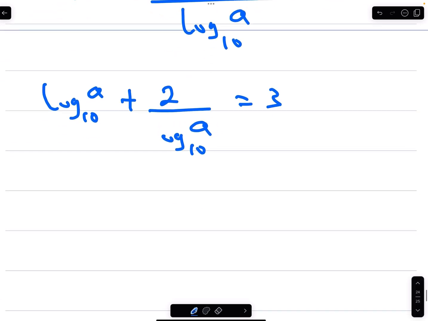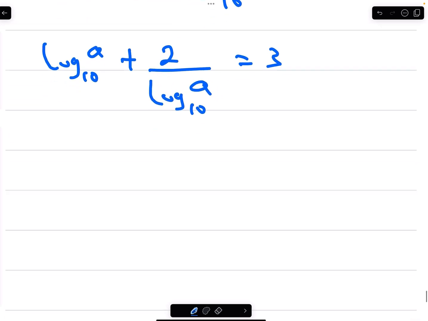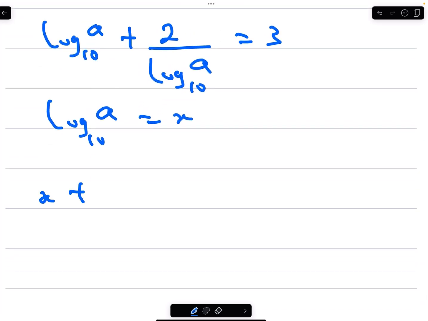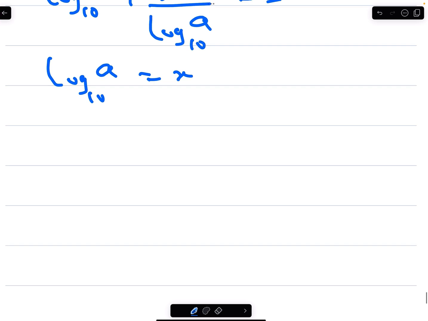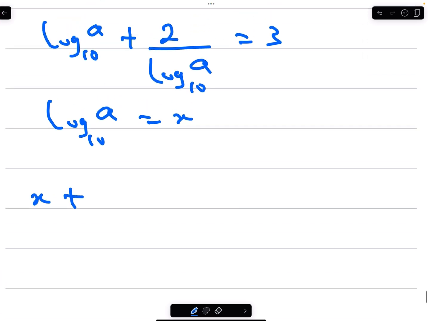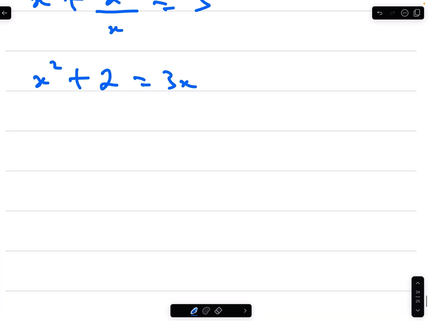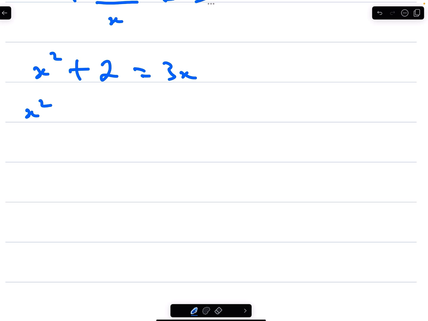Now what do I do? Let me write this well. Let log a base 10 be equal to x, and the equation now becomes x plus 2 over x equals 3. Now what do we do? I can multiply through by x. If I do that, I'm going to have x squared plus 2 equals 3x, which simply means x squared plus 2 minus 3x equals 0.